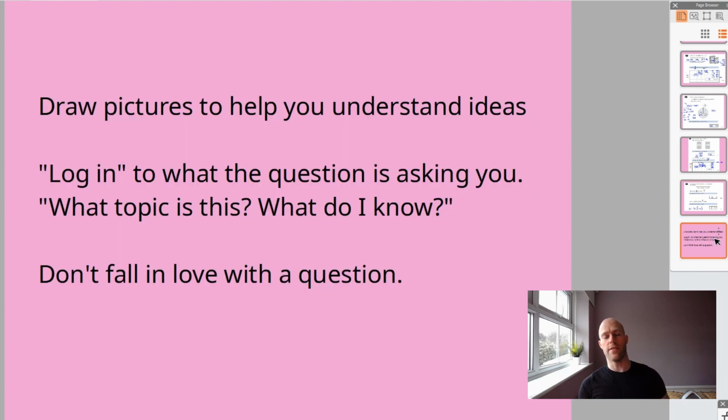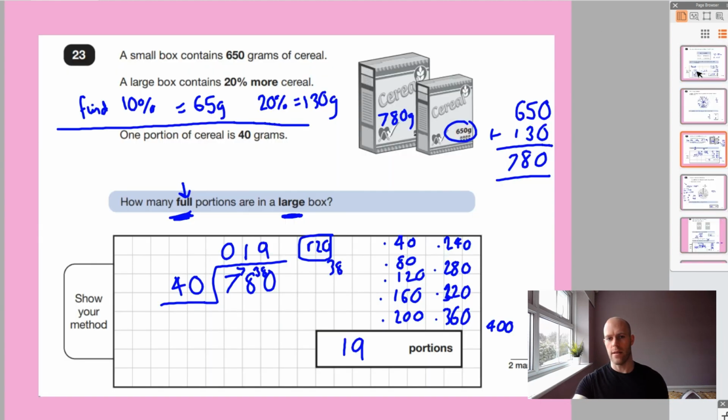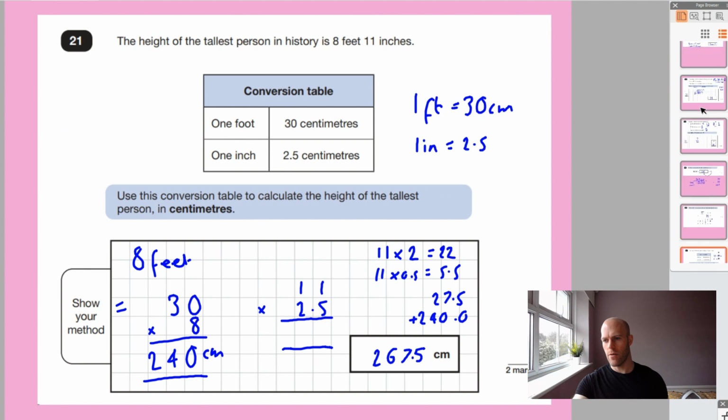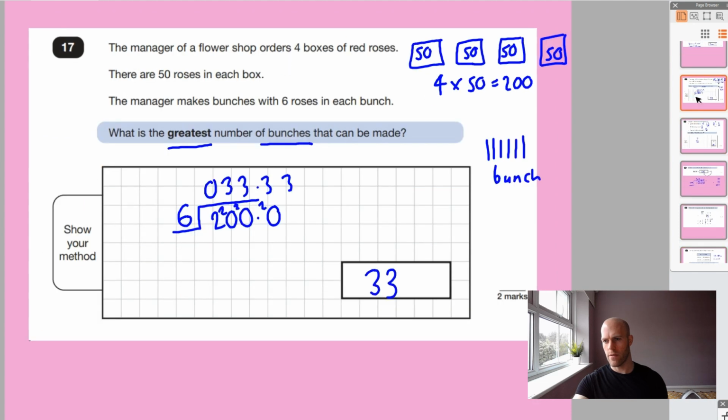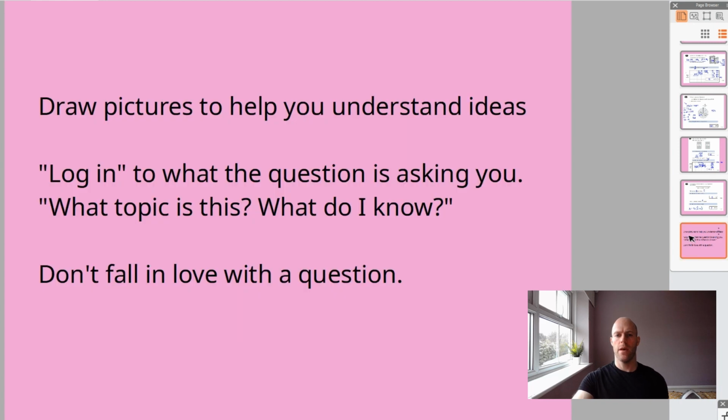Well done if you've made it this far. That was a slog. It was really difficult. I've given my main tips here. Sorry, smacking the mic. Draw pictures to help you understand ideas. We did that in lots of them, specifically the roses one. If I can find the question with the roses. Well, we've drawn everything, but we've got boxes of roses there. That's important. It just helps to get information down on the page and you don't have to hold it in your working memory so much.